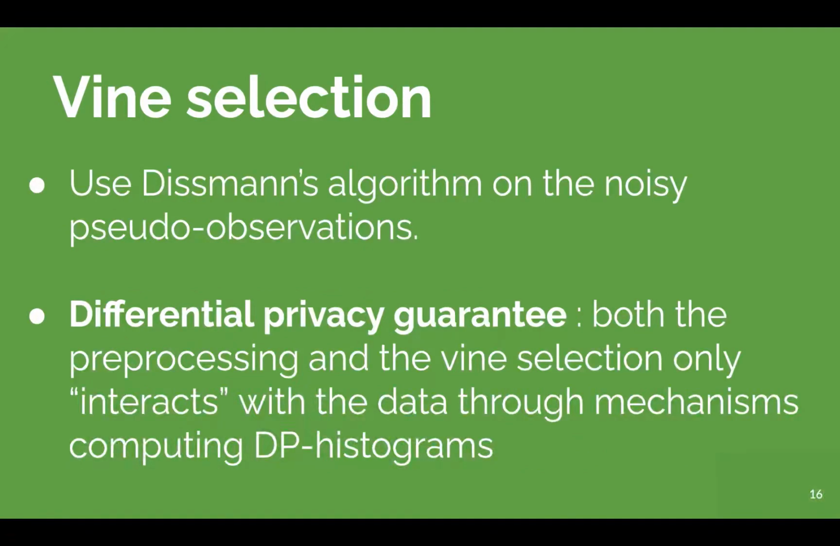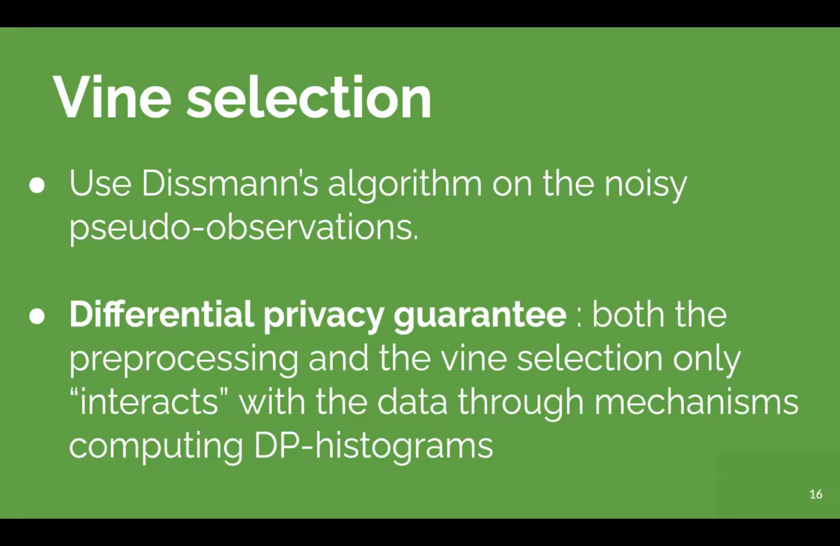The second step is the vine selection. We propose the use of Dissmann's algorithm on the noisy pseudo observations, as it is the state of the art, and this is where we set ourselves apart in the literature, because the existing previous works at the intersection of differential privacy and copulas are restricted to Gaussian copulas, as it is easier to build Gaussian copulas in a differentially private manner. It's quite simple, in fact.